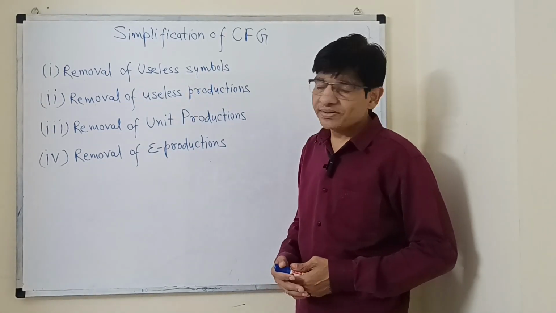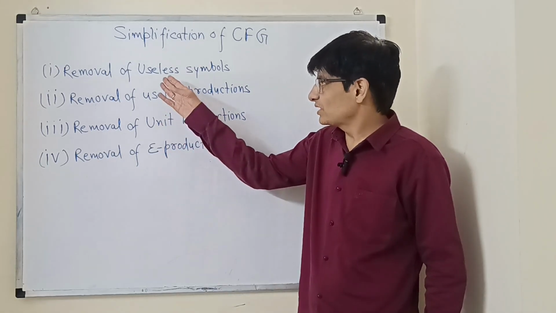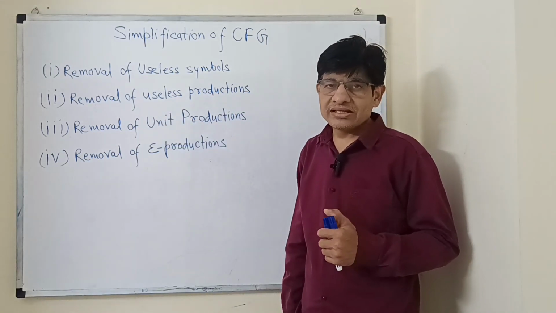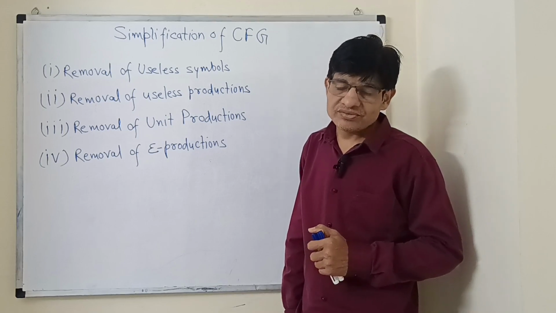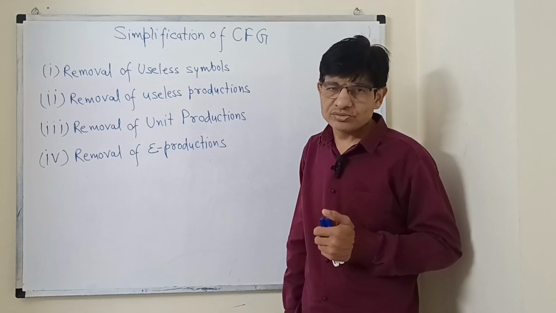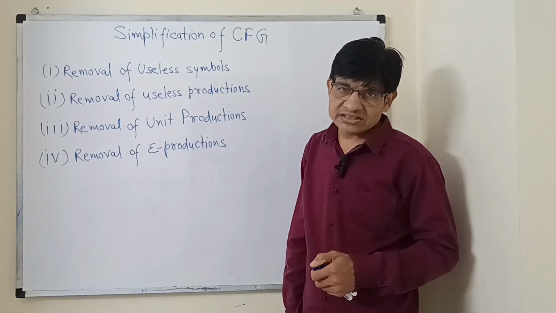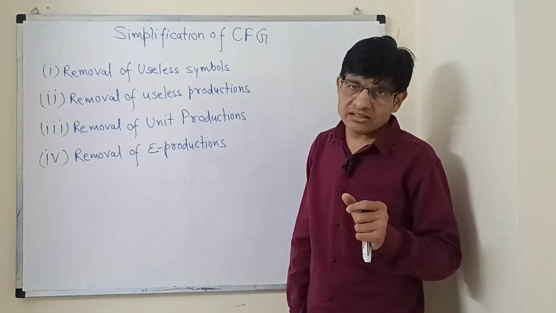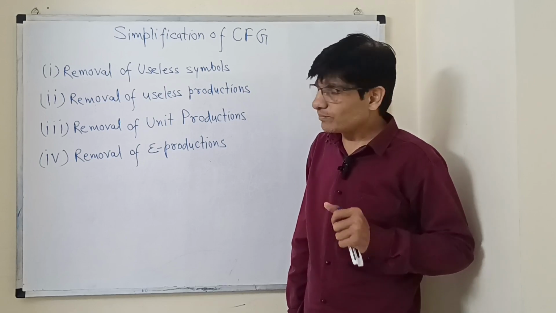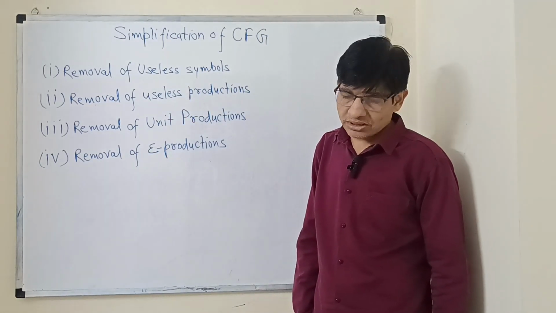So today we will see some simplification on CFG, context-free grammar, and I have listed here four different types of simplifications. When we are simplifying some grammar, then we can remove some useless symbols from that grammar. We can remove some useless productions from the grammar, or we can remove epsilon productions from the grammar, or we can remove some unit productions from the grammar. And after simplification, the grammar becomes simple, and some complexity of the grammar can be removed by the simplification. So all these four types of simplifications we will discuss here.